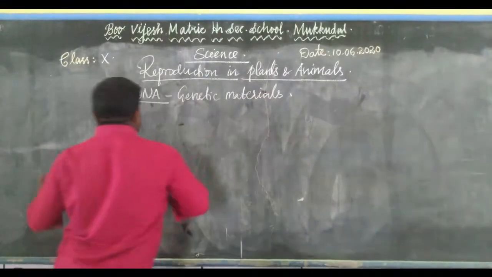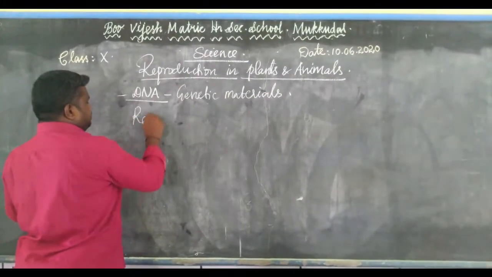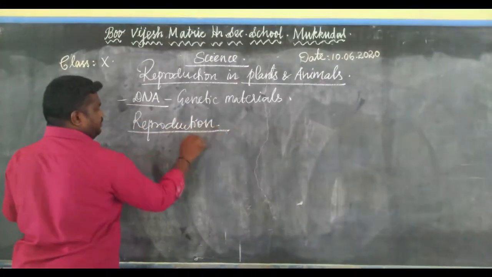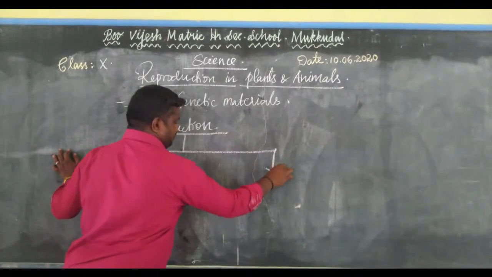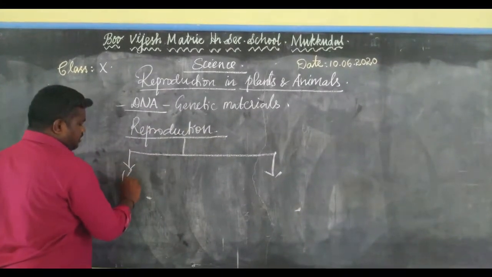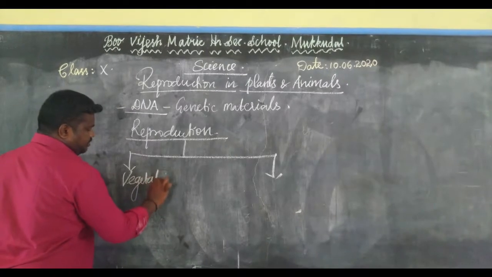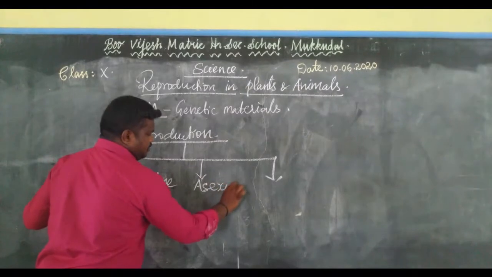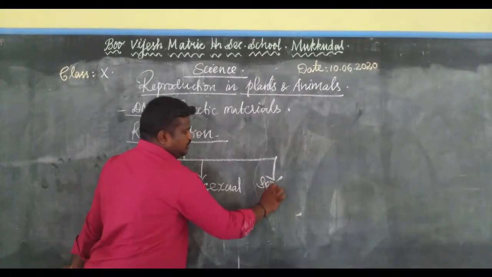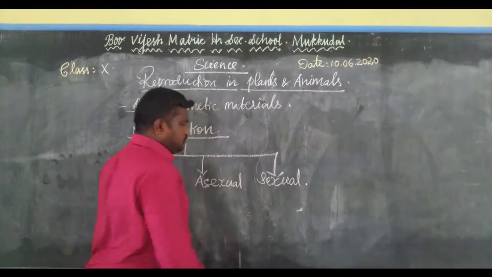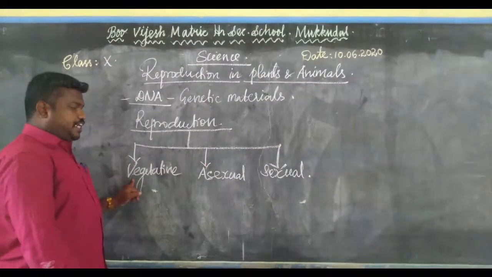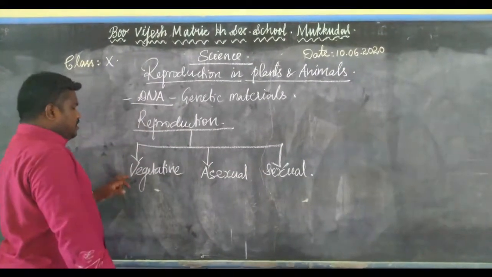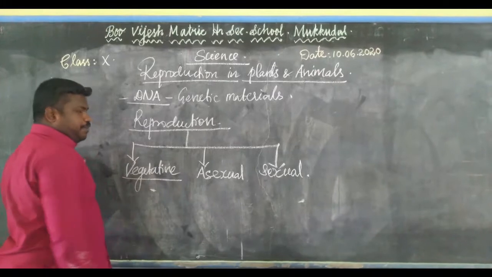Next, reproduction is mainly classified into three types. One is vegetative reproduction, asexual reproduction, and sexual reproduction. So what are the types? One is vegetative, the second one is asexual, then sexual reproduction. So first we'll see vegetative reproduction.